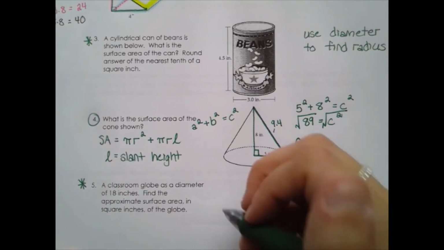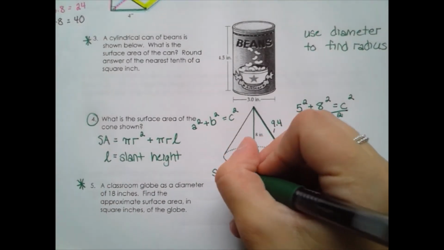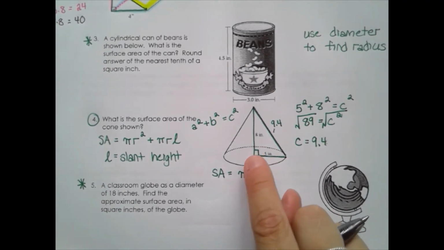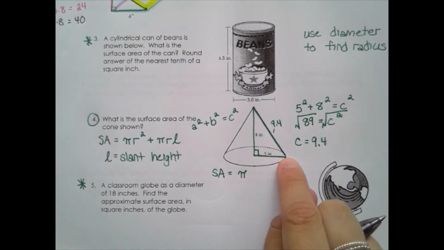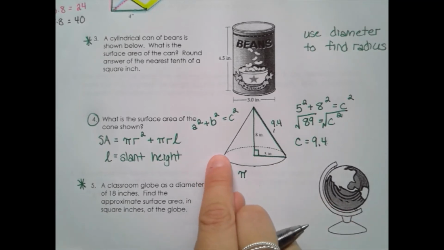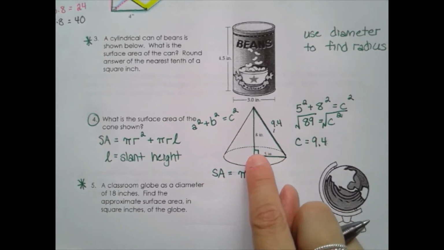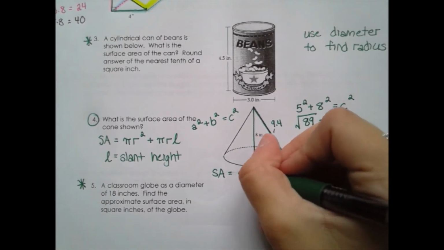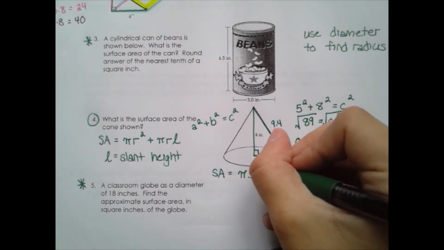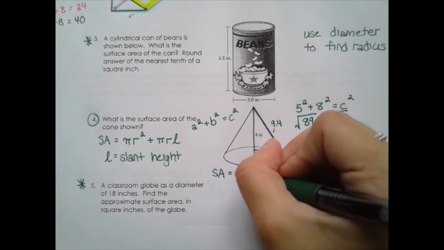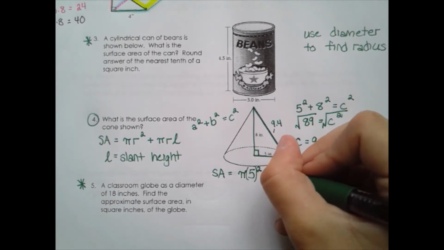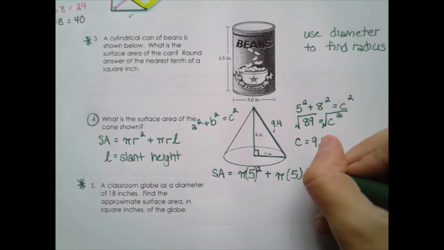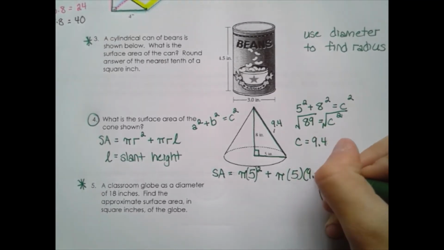Pi stays pi. Our radius is 5, and we know that this is a radius because it goes from the middle to the edge. Remember, a diameter goes from one side to the other, a radius goes from the middle to the edge. And we always want to use a radius in our formula. So pi times 5 squared plus pi times 5 times 9.4.